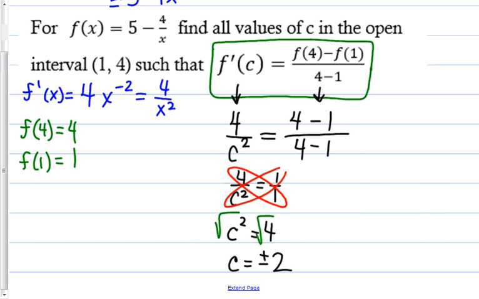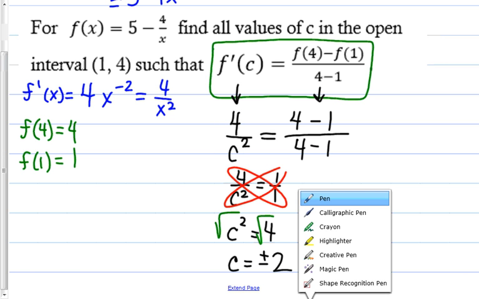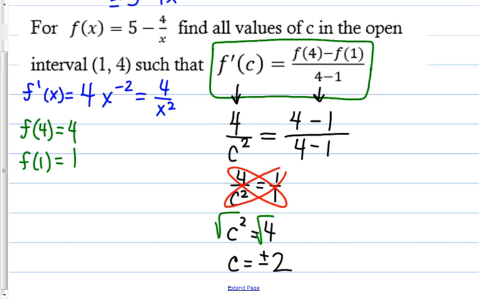Now, I'm going to look at my interval. And I'm going to observe the fact that my interval is from 1 to 4. Right? Here's my interval from 1 to 4. Now, the number -2 doesn't exist there. So the c guaranteed to me by the mean value theorem, or in other words, my answer, is going to be c equals 2 because it's actually in my interval.